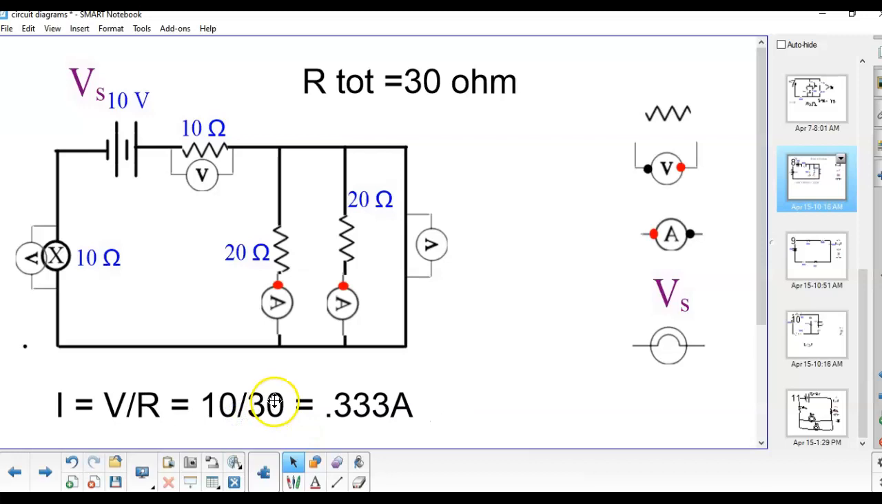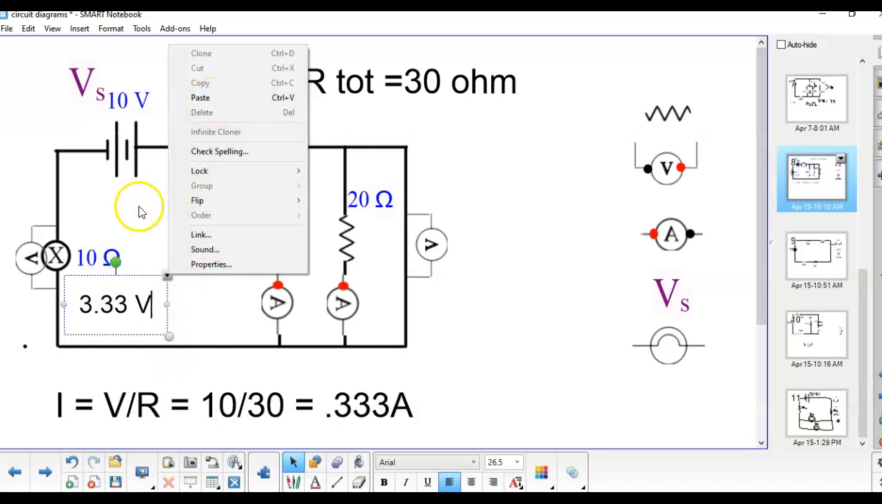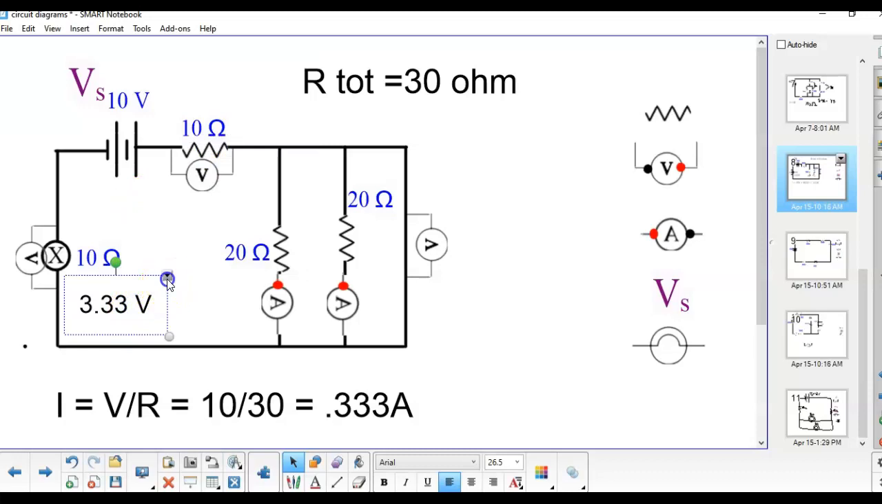And now, if I take a look at the voltage for each of these, remember voltage is current times resistance. This current times this resistance gives us a value of 3.33 volts. Another way to do that, and by the way, this is going to be the same. This is going to be the same here. And it's going to be the same here.